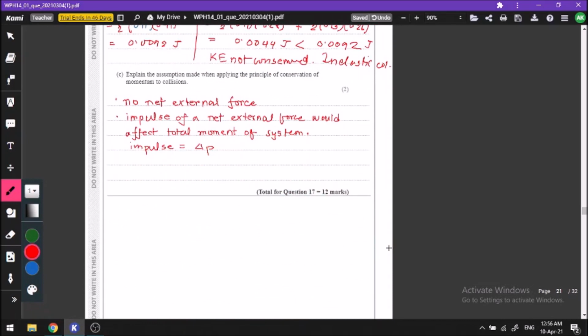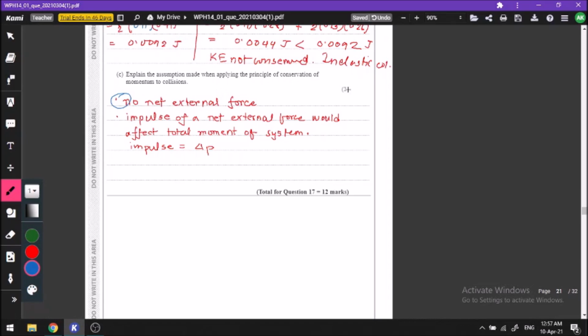Explain the assumption made when applying the principle of conservation of momentum. Well, this is a common question. What assumption did you take? And this is a very common answer as well, that we assume that there are no external forces. This is a very common answer, but why? This is what they asked here. Why is this assumption important?